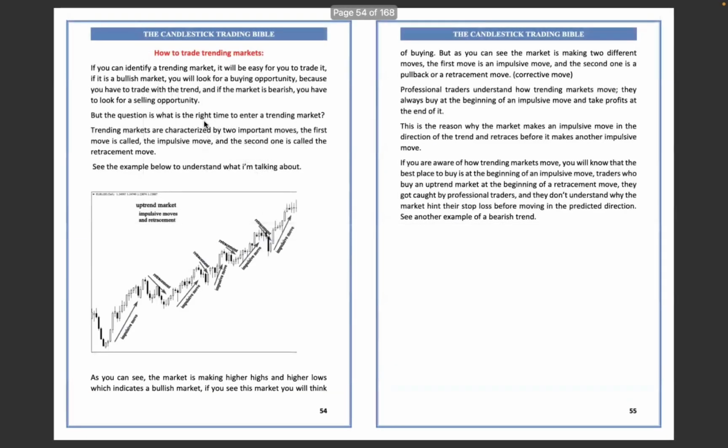Okay. Now, two things we need to know about trending markets. Trending markets create impulsive moves and then retracements.